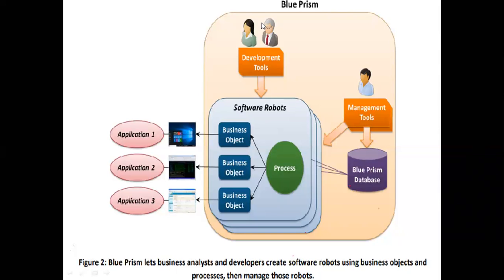So here we are to develop these software robots. As an RPA developer, what is our job? We are going to use the RPA tools. Now we are talking about Blue Prism. We are going to use the Blue Prism tool. By using the Blue Prism tool, what are we developing? Software robots.